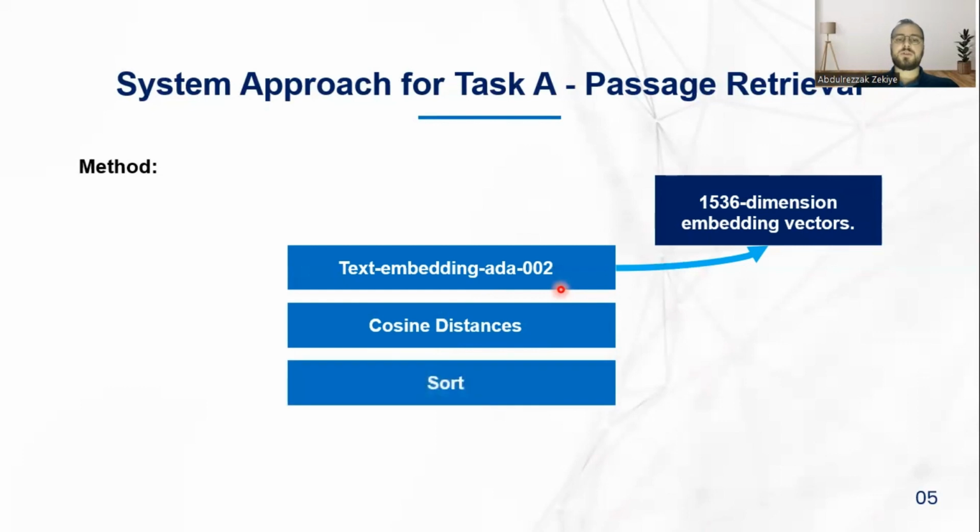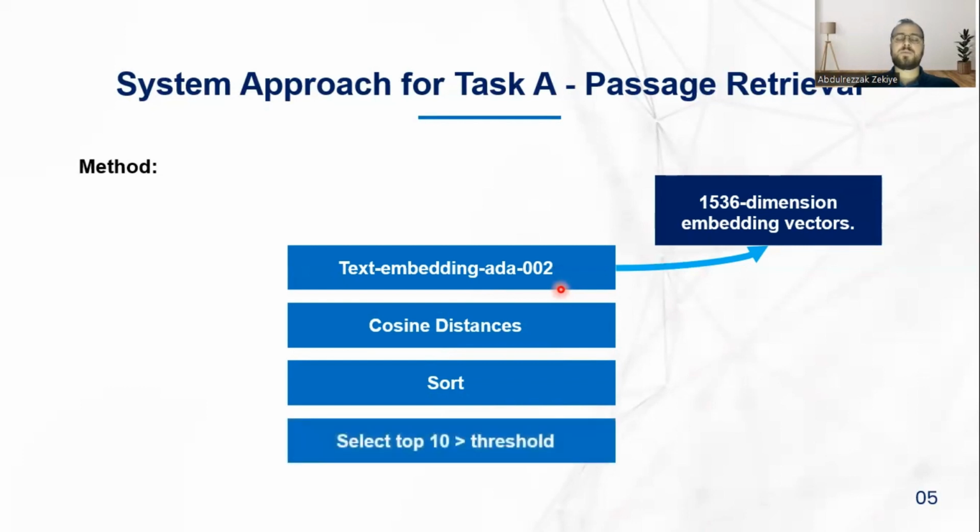Then we sort those passages according to their distances. Of course, the lower distances will be at the top, and then according to some threshold, we select the top 10 that are bigger than the threshold if it is the similarity score. If there is nothing bigger than the threshold, then we indicate the no answer case.